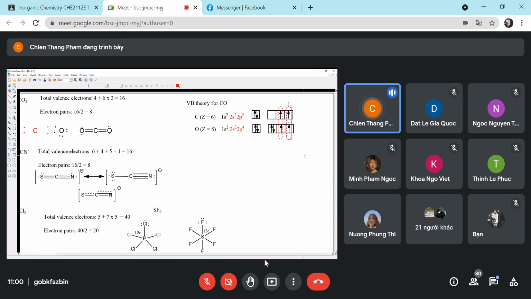No, it's the wrong answer. Consider also the overlap between the two p orbitals. So now how many electrons does carbon have?